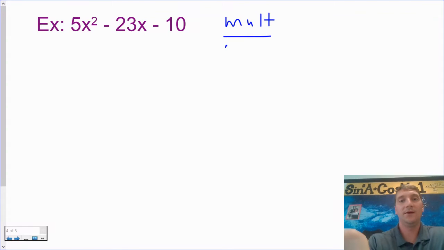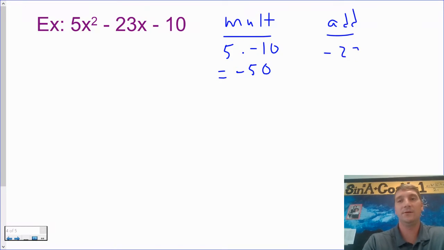So we're going to multiply it. It's going to be 5 times -10. So again, that's your A value times your C value. So that gives me a -50. And then it's going to add to -23.